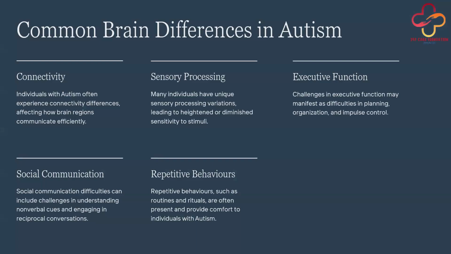Common brain differences in autism are connectivity, sensory processing, executive functioning, social communication, and repetitive behaviors. All those differences reflect and impact the behavior in autism. Individuals with autism often experience connectivity differences affecting how efficiently brain regions communicate. The integration of all brain regions, how they communicate with each other, gets hampered in autism. Sensory processing means whatever input we take from our senses, from our environment, that input gets processed. And then you give your output.